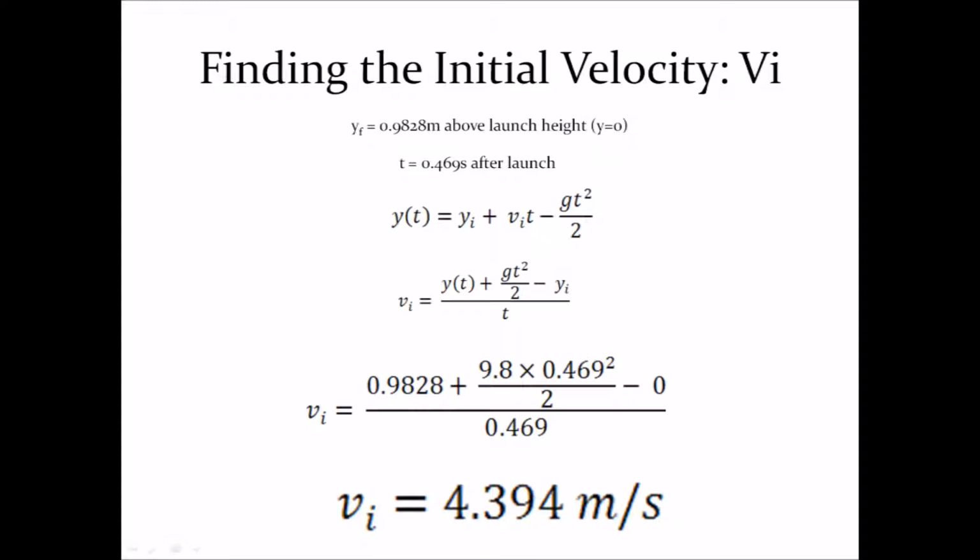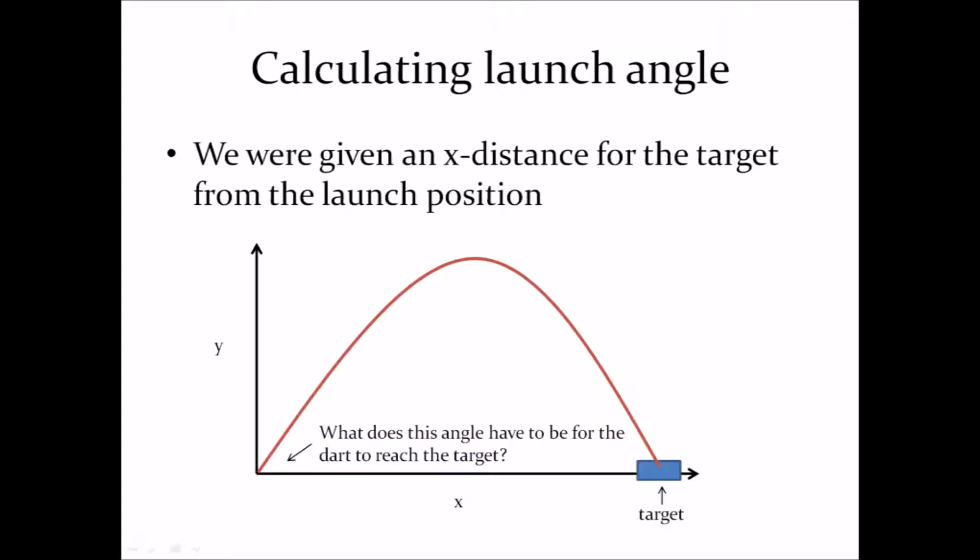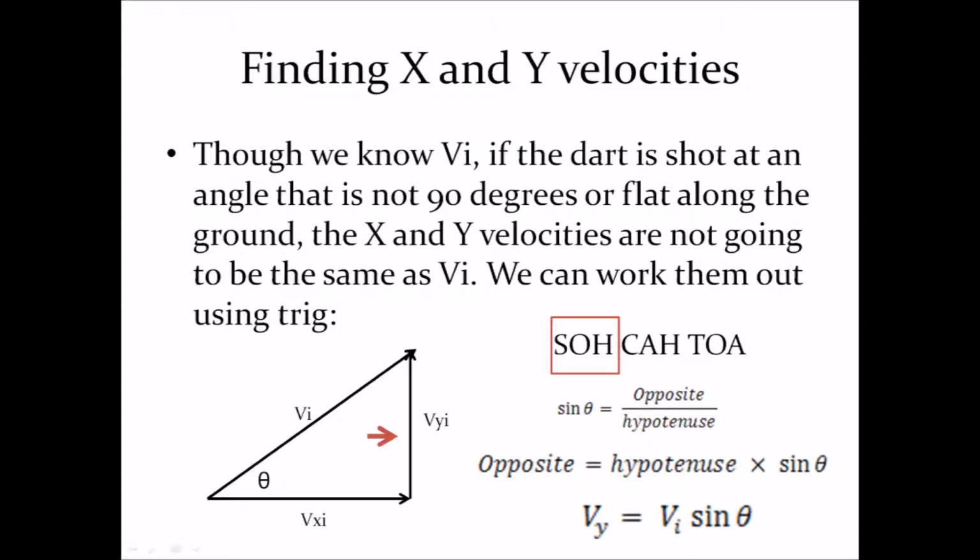Then we were given an X distance that the dart would have to travel to reach our target. So, just how far away it is. The essential thing that we had to do to ensure that the dart hit the target was to get it to launch at the right angle. Though we know VI, the initial velocity, if the dart is shot at an angle that isn't 90 degrees or flat on the ground, which it won't be, then the X and Y velocities are not going to be the same as the initial velocity, VI, but we can work them out using trigonometry.